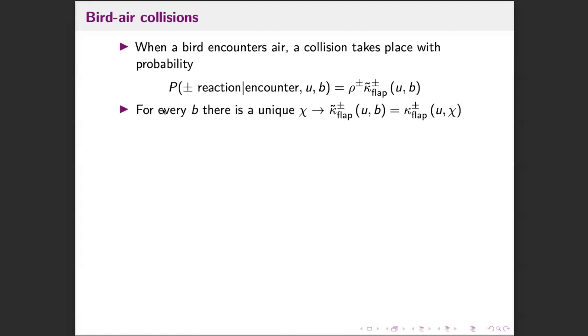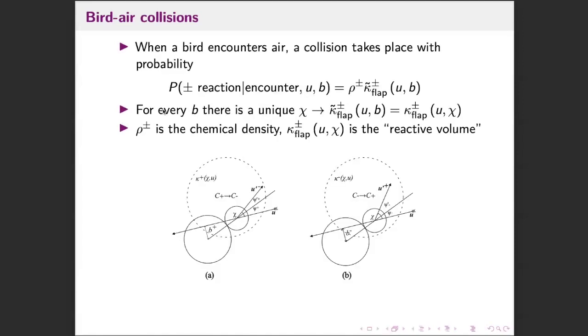So this is written in terms of U and B because these are the only parameters that matter for a collision, but it's actually easier to work with scattering angle. So we just define a new function because for every B there's a specific scattering angle. And then yeah, so this is maybe the picture.